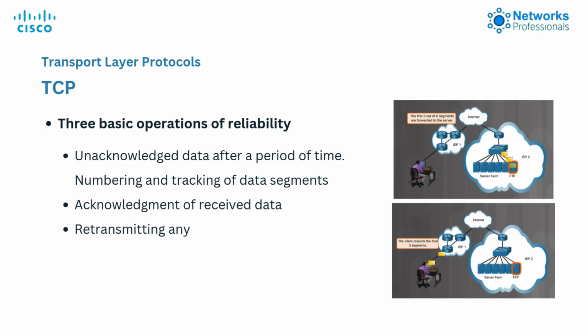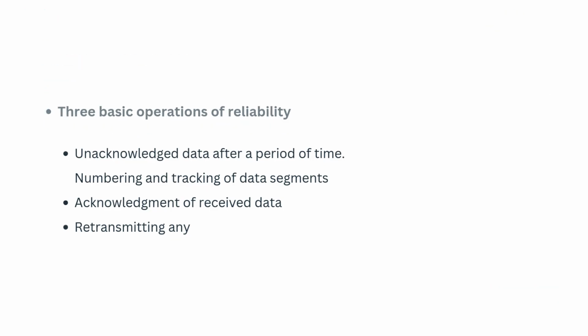Second, acknowledgement. The receiver sends an acknowledgement, ACK, for each received segment to confirm successful delivery. Third, retransmission. If the sender doesn't receive an acknowledgement in time, it retransmits the data to ensure delivery. These operations ensure that data is delivered accurately and in the correct order.